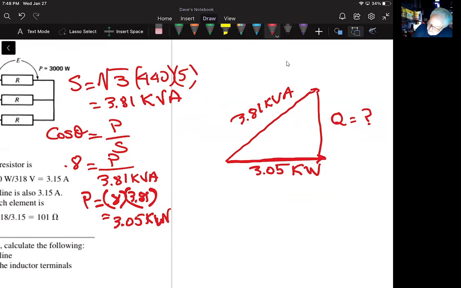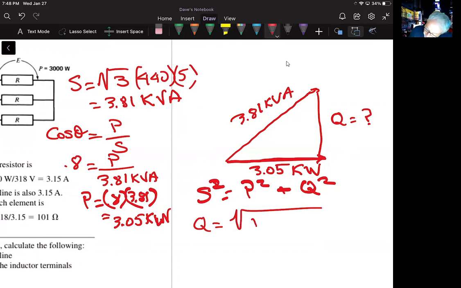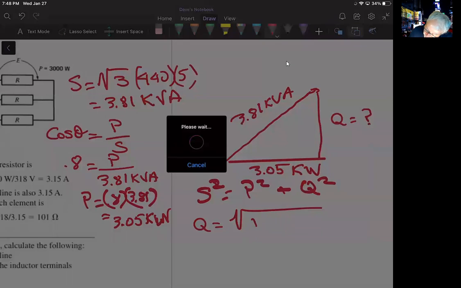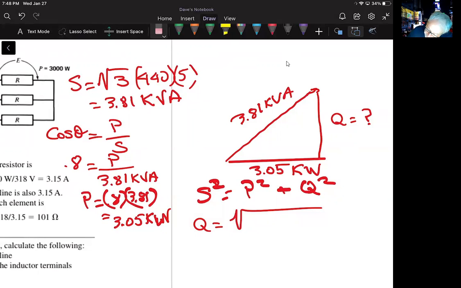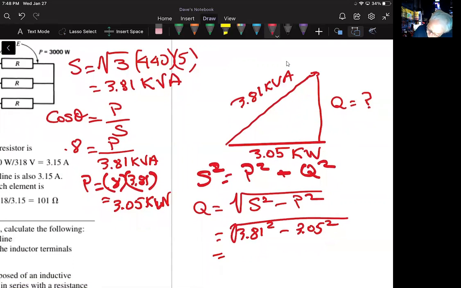I have an equation for that. It starts with this, and I apologize if I'm being too redundant for you, but I just like to feed these back to you until you get used to having them and get them memorized. And I solve for Q. It ends up being the square root of S squared minus P squared. That is 3.81 squared minus 3.05 squared. Solve that, and I come up with Q is 2.28 kVAR.